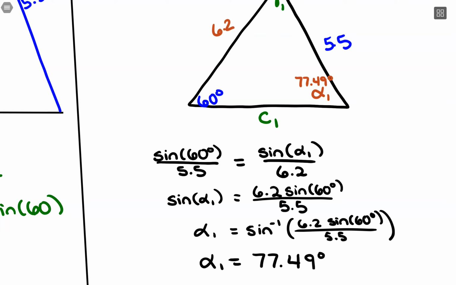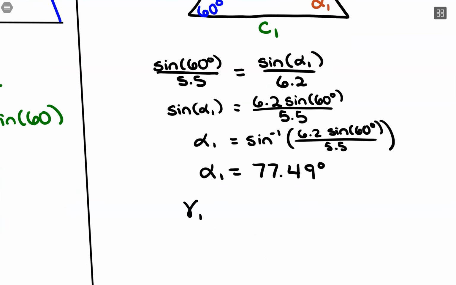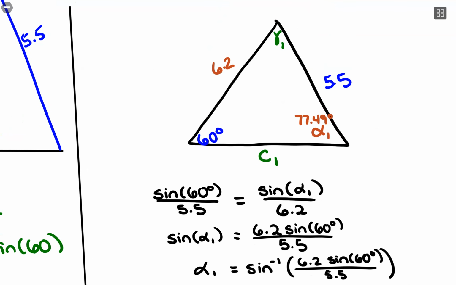Then gamma just comes from that 180 degree rule. So we take 180 minus 60 minus 77.49, and that's going to be 42.51 degrees. So up here, 42.51 degrees. And then with that, our last piece is to find C, and because, again, this is an oblique triangle, we need to use law of sines. So I'm going to need to use a pairing. I'm going to go back to the 60 degrees and 5.5 since those were exact values, and then use the pairing of gamma with C.